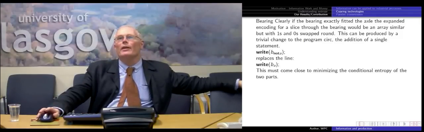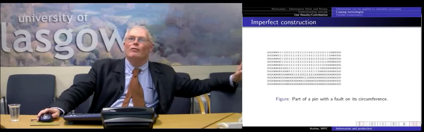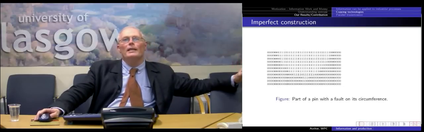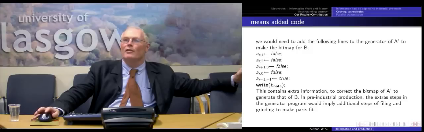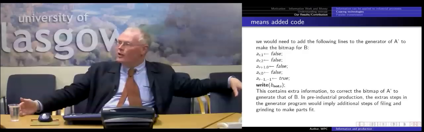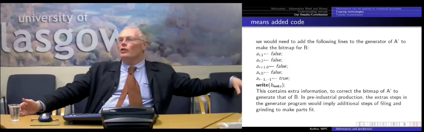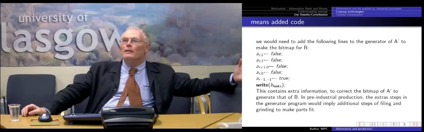But it also has a meaning in real physical terms. Suppose I have a pin here, and there's a fault on the circumference. Look around there. You see that it's not fully circular. There are some zeros where there should be ones and some ones where there should be zeros. That's equivalent to some kind of machining fault. Now, if you want to represent that algorithmically, you have to put extra lines in your program to do that.